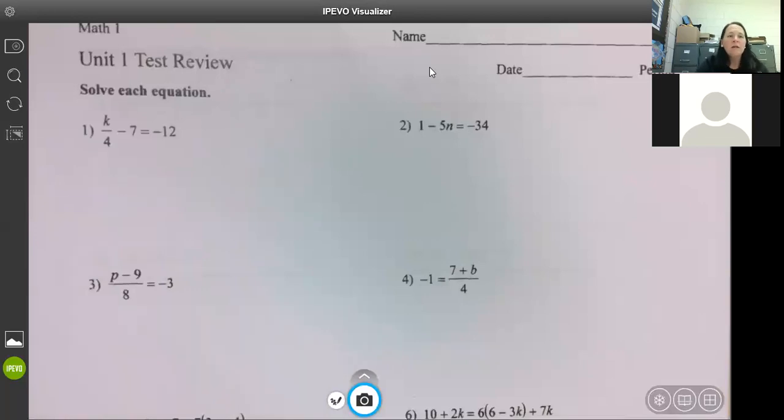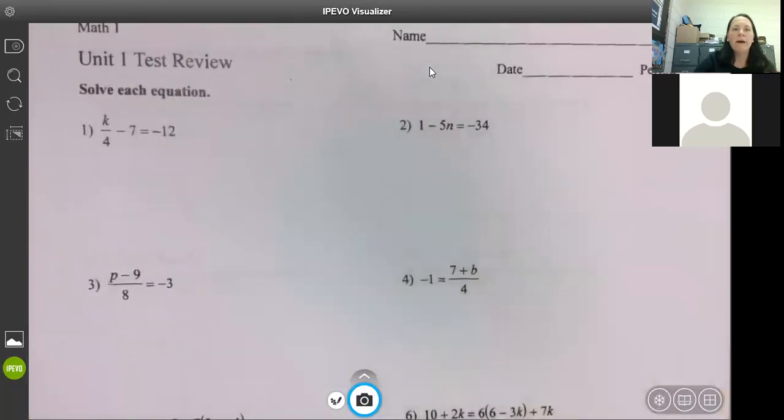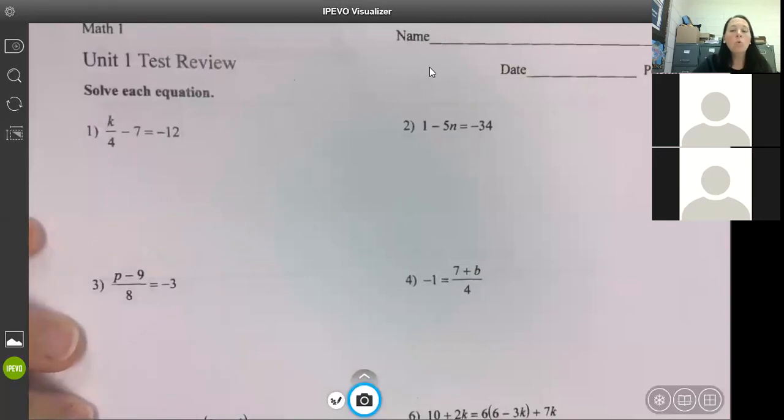Question 1, we're solving for K. The quicker you answer, and I don't mean this in a bad way, I'm not trying to rush you, but the quicker that you answer, the more questions we can get through. So don't hold back, okay? We're solving for K. What's on the same side but not with it on number 1? 7, right.